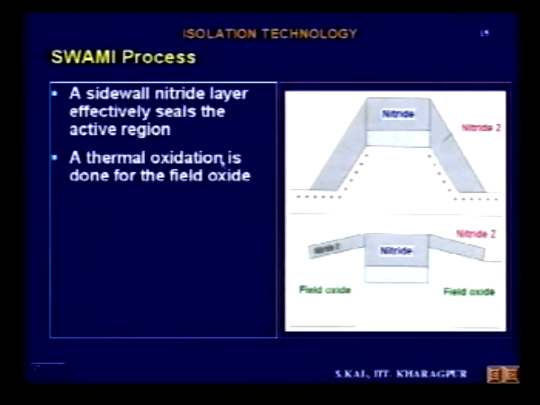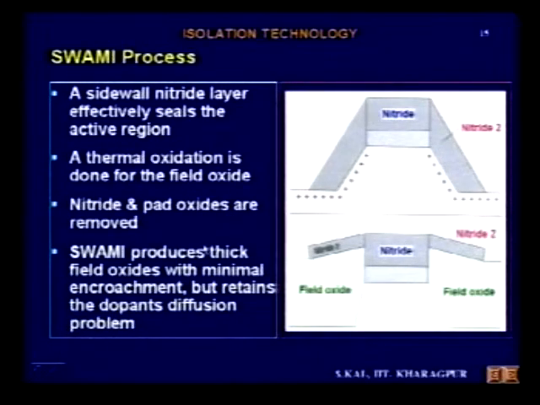Now thermal oxidation is done for field oxide. Here thermal oxidation is done, field oxide is grown, and the field oxide will be grown here. Nitride and pad oxide are removed, and then you will get the clean surface here.